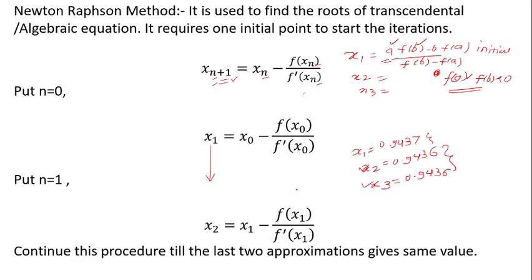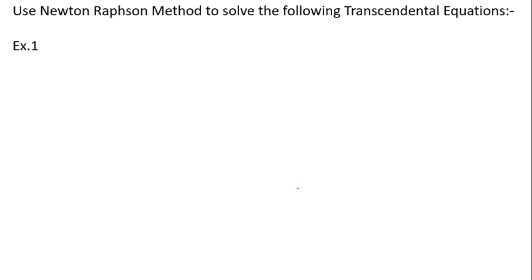So with the help of this, now we will try to solve some of the problems. First example, use Newton-Raphson method to solve the following transcendental equation or function where f of x is x cube plus x minus 1 is equal to 0. Let us first try with a polynomial with the initial condition x0 as 0, because we need only one initial point. So if x0 is 0, what we'll write in solution?